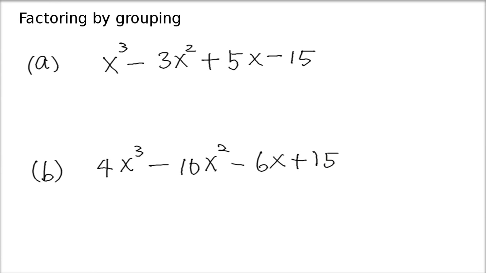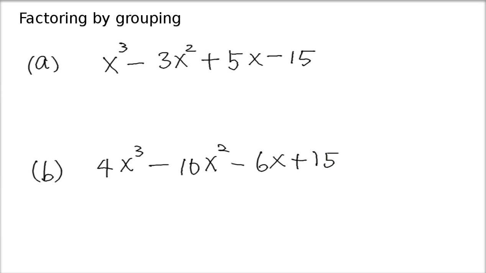Sometimes we can factor a polynomial by grouping terms. In particular, if there are 4 or more terms, this method is worth a try. So let's look at this example. There are 1, 2, 3, and 4 terms. Unfortunately, there is no factor that's common to all 4 of them.